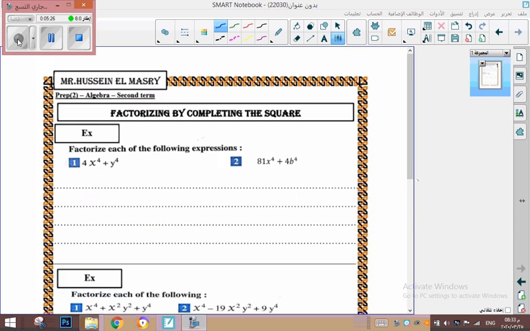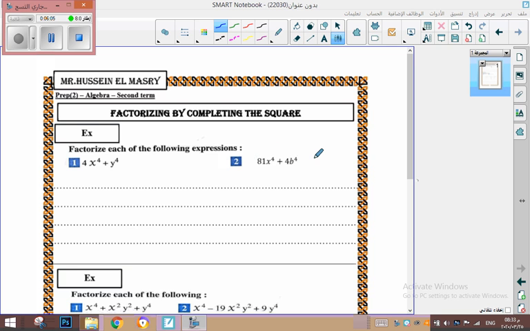Okay, I will answer question number 2 by the same method so you can understand it. I have an expression consisting of two terms. These two terms are perfect squares because they have a square root. 81x power 4, its root is 9x squared, and 9b power 4, its root is 3b squared, and the sign between them is positive. So the suitable method here to factorize this expression is factorizing by completing the square.